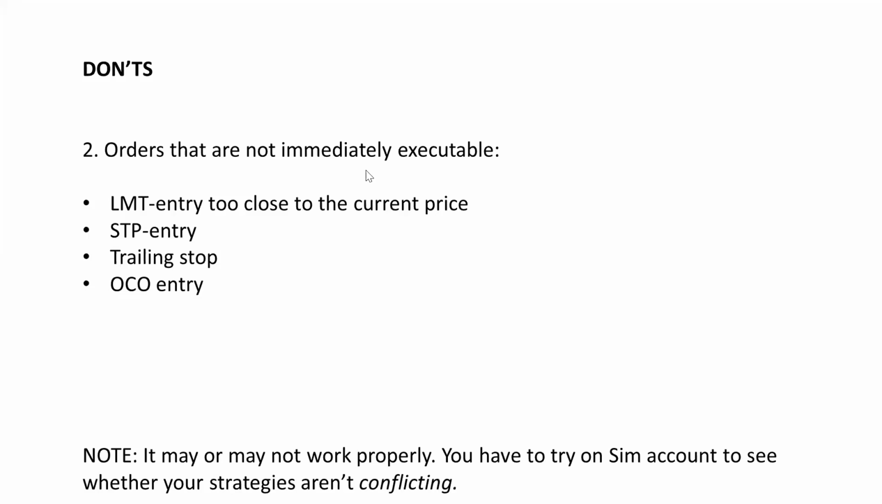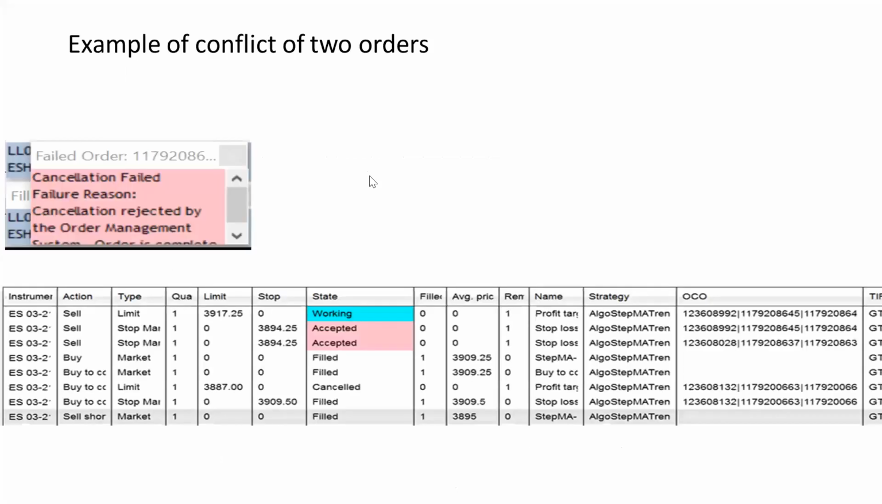And soon, of course, we'll see what we can do to work around these. And here's an example of a conflict of two orders where the FIFO rule had a conflict in which order should be closed first, because both had the same stop price, at 38.94.25, and at the same time.